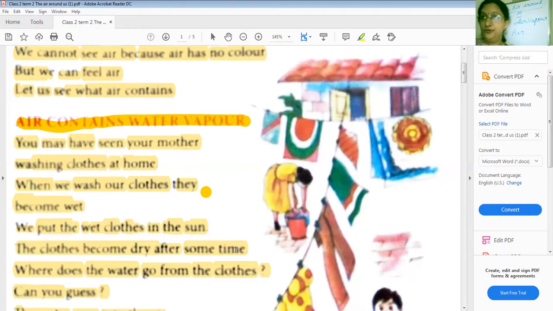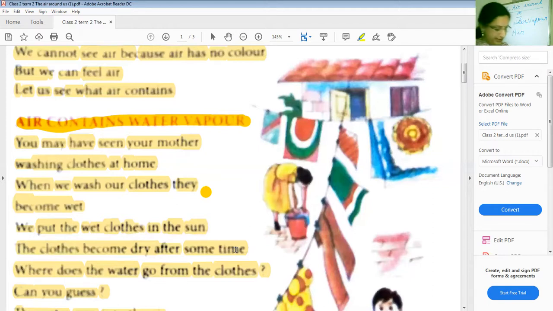When you switch on the fan, when the fan is rotating and you're getting the air, you can feel the air. So how do you say that air contains water? Can anybody tell me? Water vapor. Air contains water vapor because the water from the clothes and the water bodies gets evaporated because of the heat of the sun. It goes into the air and gets changed into water vapor. And this water vapor will get mixed up with the air.